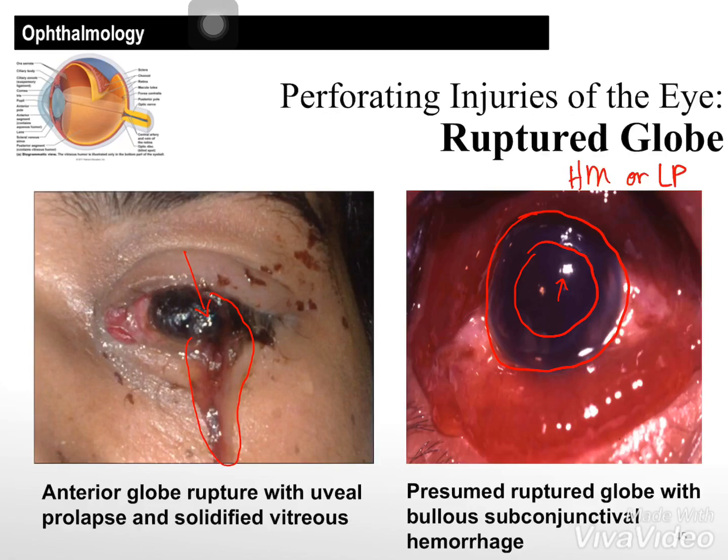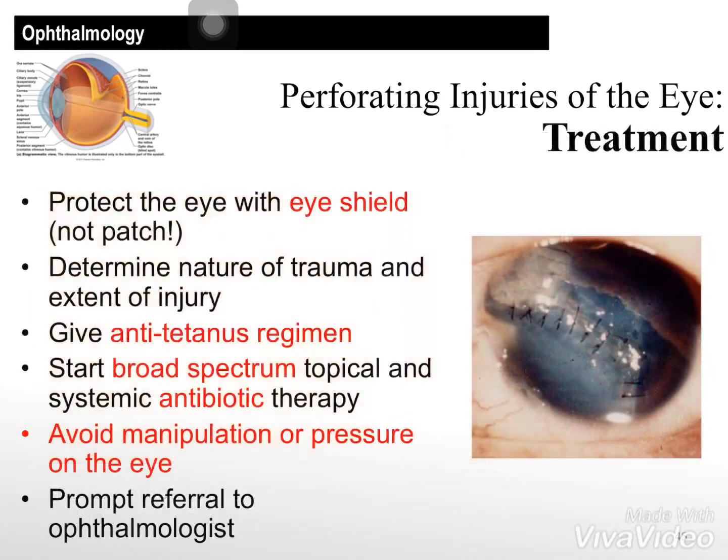But you will notice that the conjunctiva is full of blood underneath. This is your subconjunctival hemorrhage, severe. This sign is very important because it will indicate to you that there is a rupture behind or at the back of the globe. So we put this eye as a presumed globe rupture. This is common among blunt injuries to the eye.